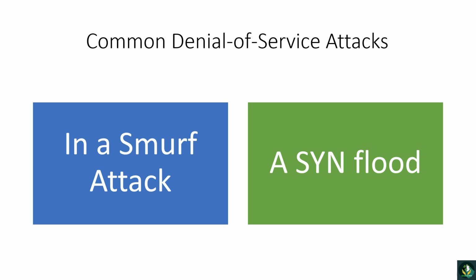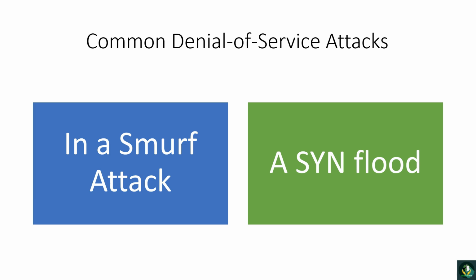The attacker sends Internet Control Message Protocol broadcast packets to a number of hosts with a spoofed source Internet Protocol address, which means an IP address that belongs to the target machine. The recipients of this spoofed packet will then respond and the target host will be flooded with these responses.